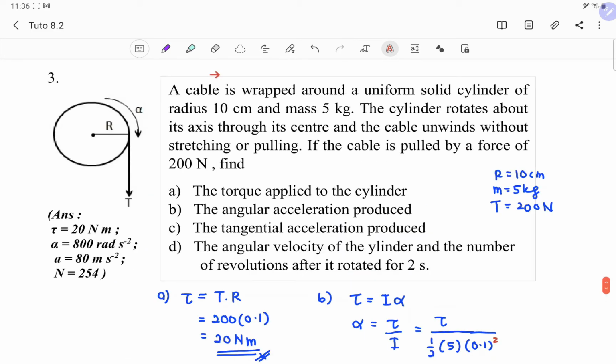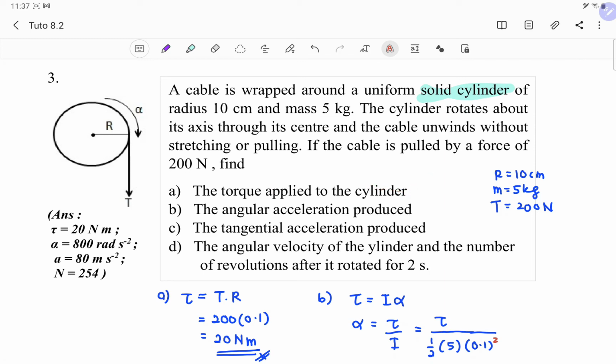Okay, number 3: a cable is wrapped around a uniform solid cylinder of radius 10 cm and mass 5 kg. The question mentions that this is a uniform cylinder. The cylinder rotates about its axis through its center and the cable unwinds without stretching. And if the cable is pulled with a force of 200 Newton, find the torque applied to the cylinder.